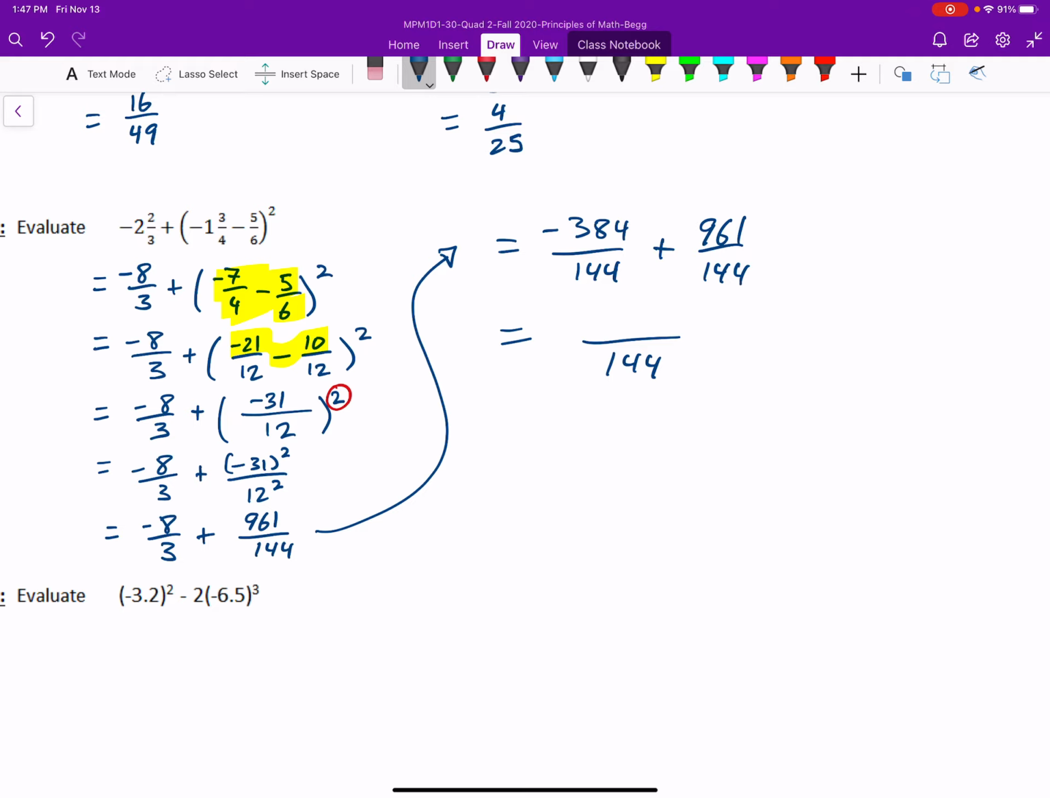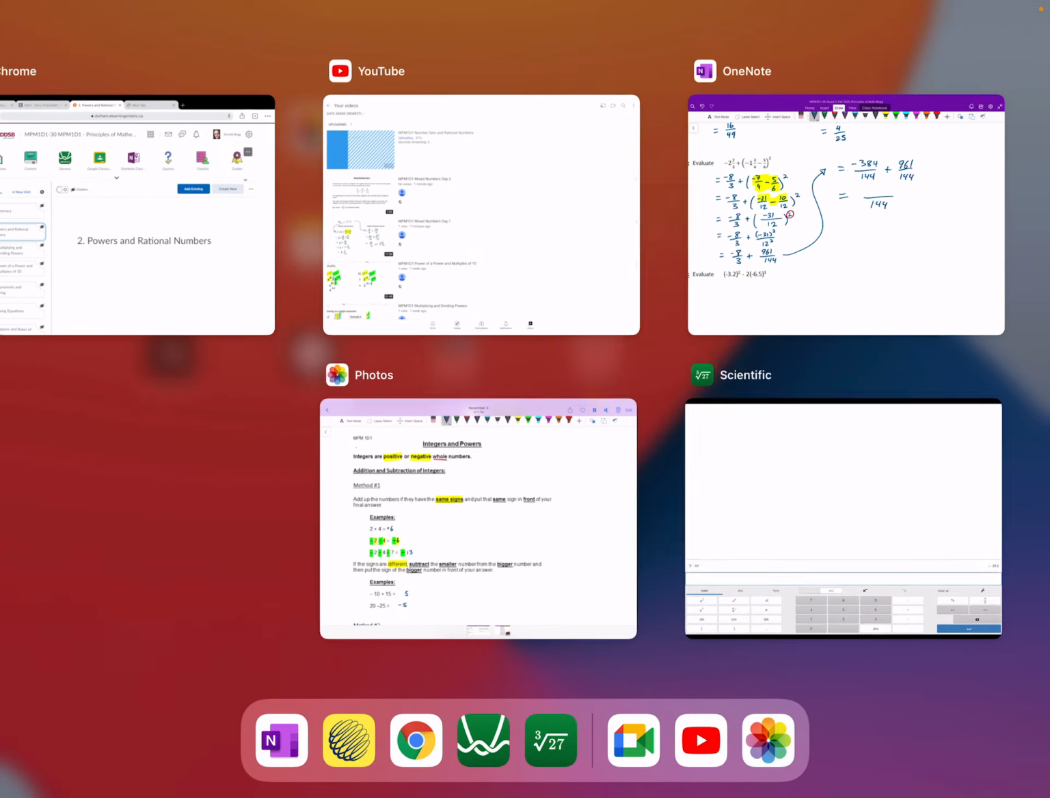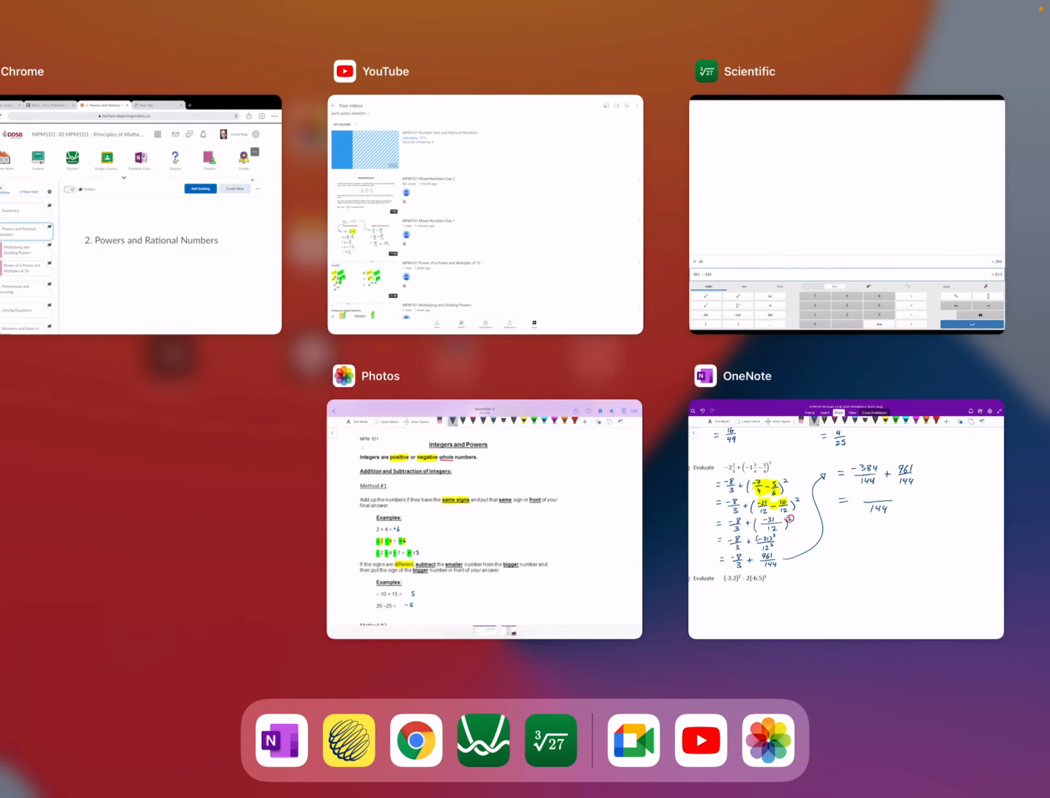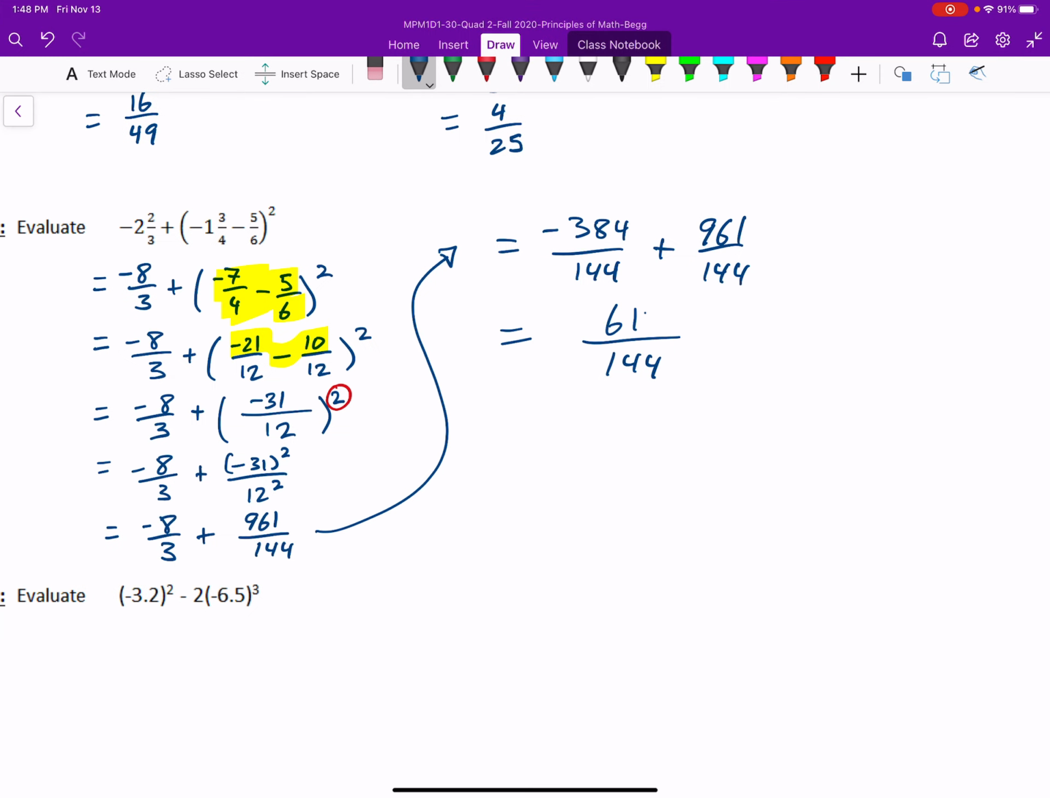In this case, I'm subtracting, so I'll subtract 384 from 961. 577. And the bigger number was the positive one, so it's a positive answer. So I could leave it like that. I don't think it's going to reduce. Or I could change it to a mixed fraction, but I don't feel any need whatsoever to do that. As long as there's nothing else that can go into this to reduce it, I'm done as far as I'm concerned. I don't see anything that's going to work for that one, so I'm going to leave that.